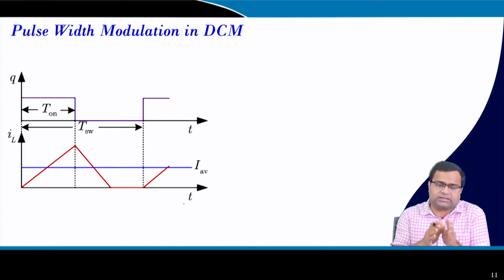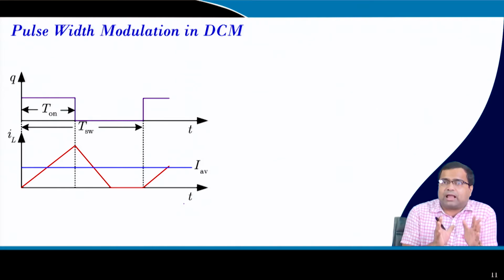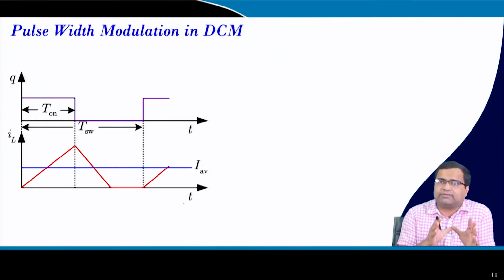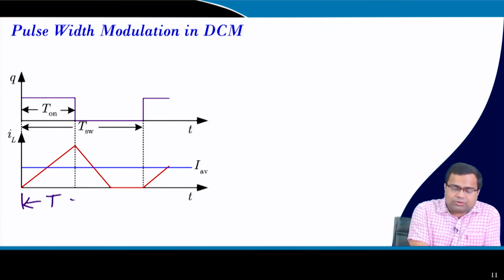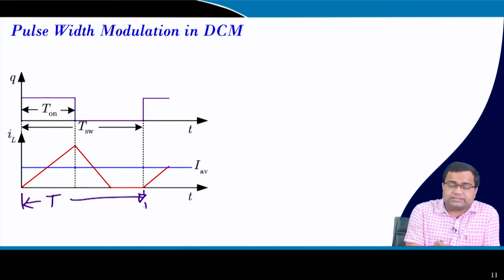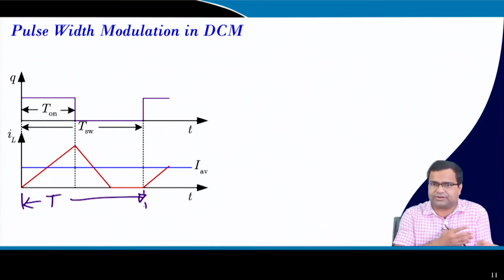In pulse width modulation, we want to avoid this pulse width modulation under very light load, because if we maintain this time period throughout high load and light load, and it is designed at a reasonably high switching frequency, then your switching loss can be significantly high and efficiency will fall drastically.